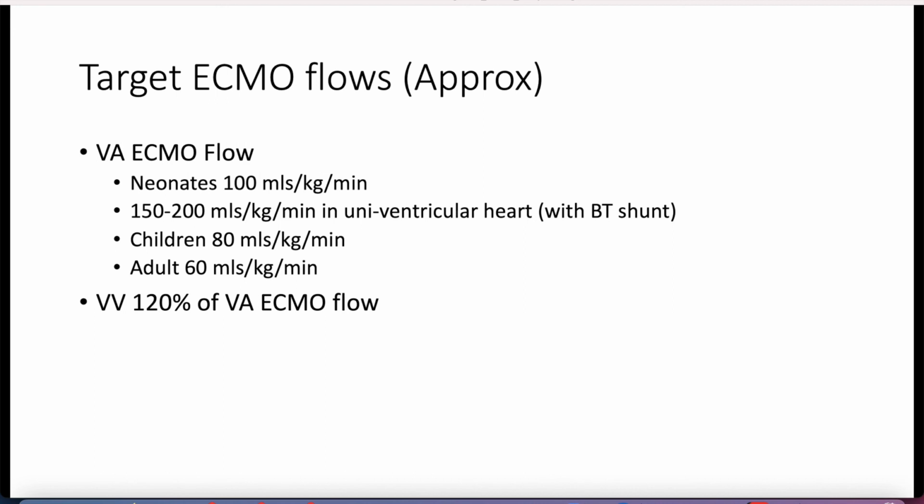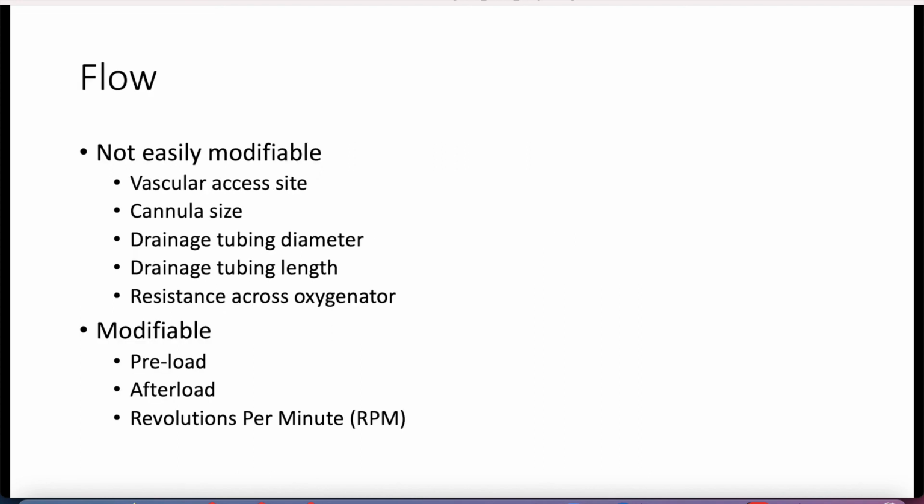It is important to calculate the maximum flow that you may need with individual patients when configuring the ECMO circuit. You need to choose the cannulas, the tubing, the oxygenator, and the pump head that would enable you to deliver the maximum flow that may be required. Flow depends on multiple factors. Some of them are easily modifiable.